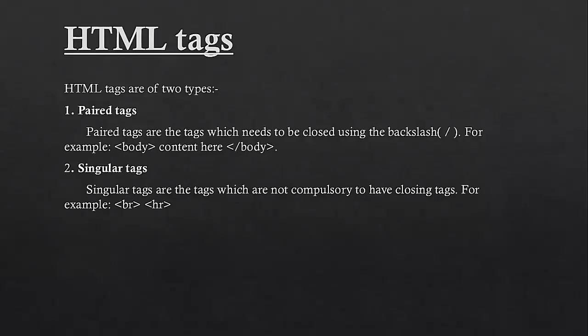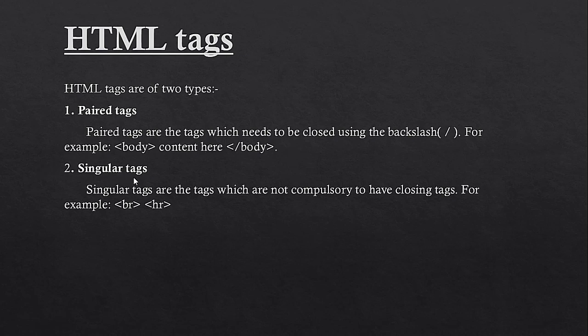The first topic is HTML tags. HTML tags are of two types. First one, pair tags. Pair tags are the tags which need to be closed using the backslash. For example, the body tag has an opening tag and after the content there is a closing tag.